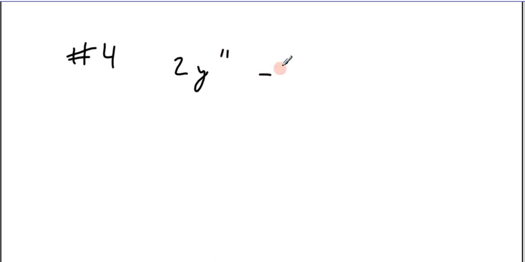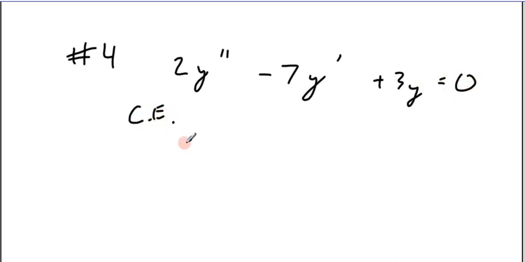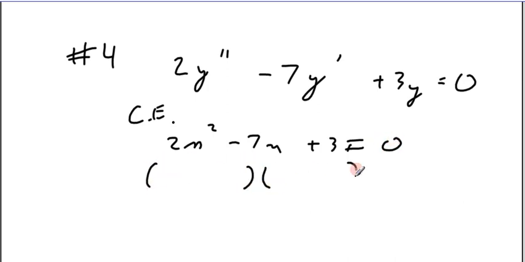Number 4. 2y double prime minus 7y prime plus 3y is 0. Characteristic equation: 2m squared. What are we using m for? I can use m, so I don't care. 2m squared minus 7m plus 3 is 0. I can factor that somehow. M minus 3, 2m minus 1 is 0. Yeah, that works.